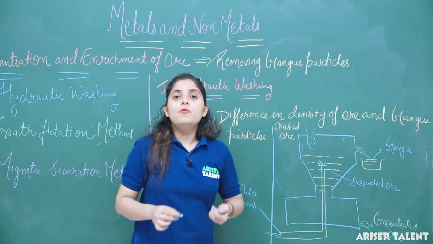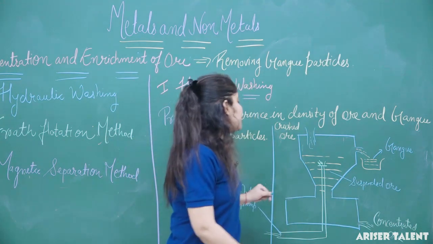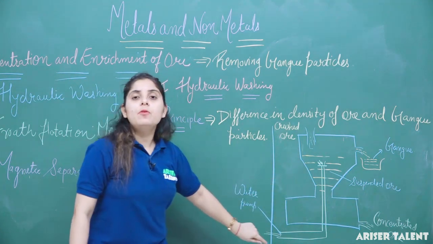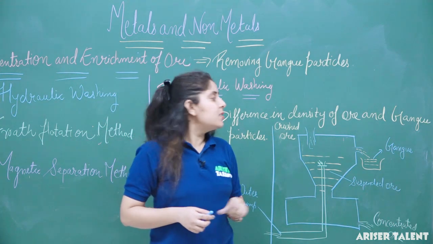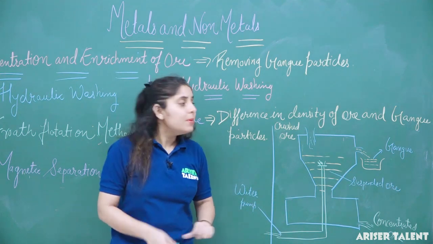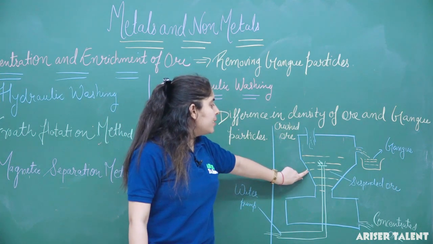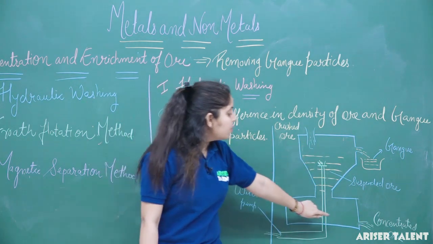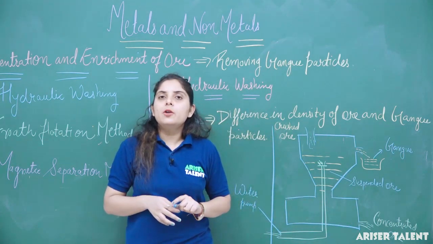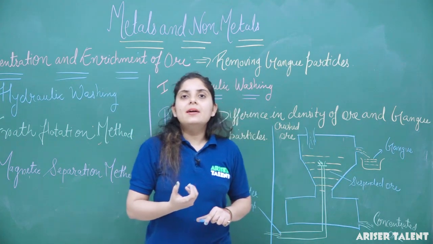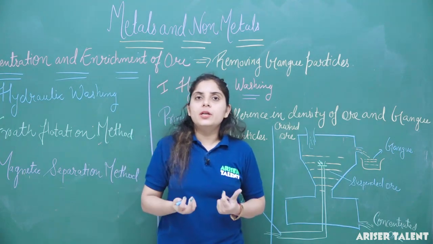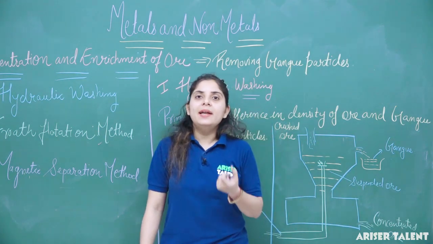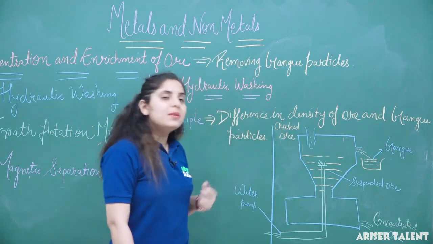So this is the basic diagram for the hydraulic washing method. What actually happens in this process is that the crushed ore is put in the container, and with the help of a pump, water is supplied to the system. When the water is supplied, this crushed ore is converted into suspended ore, and the gangue particles are separated on the upper side, and the concentrated ore we get on the lower side of the tank. These concentrated particles are obtained with the help of the water. So this method is basically used for heavy metals, like lead, tin, etc.